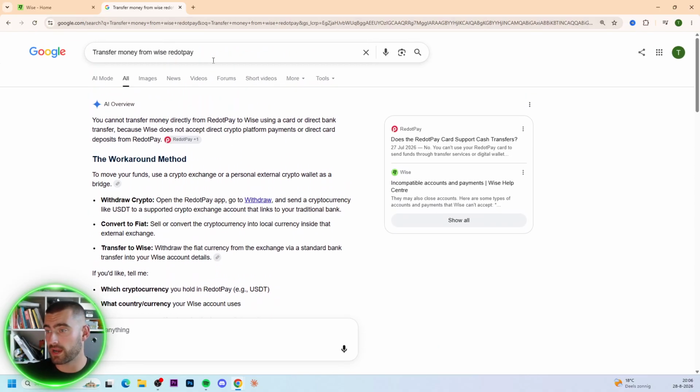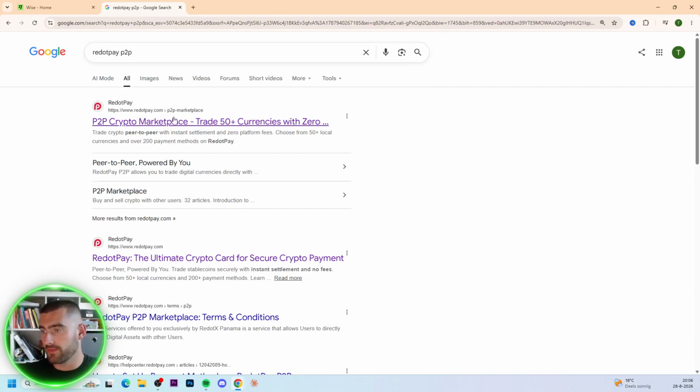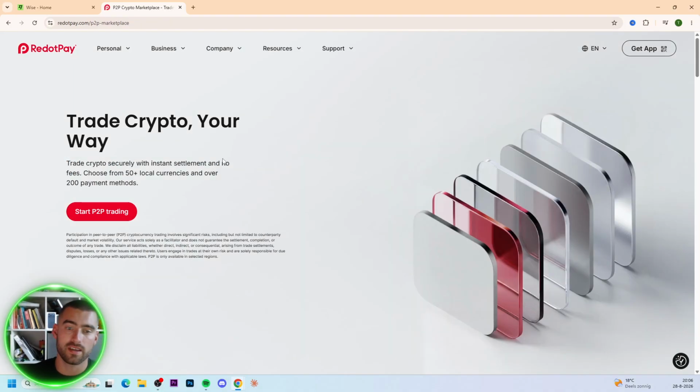Because if you search right here for RedotPay P2P, there you have it. And right here at this marketplace, you can trade your Wise money for something else on RedotPay. And then you can transfer your money indirectly right here to RedotPay.